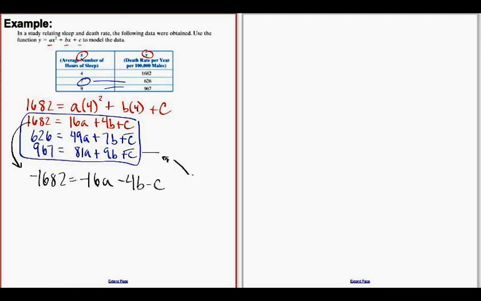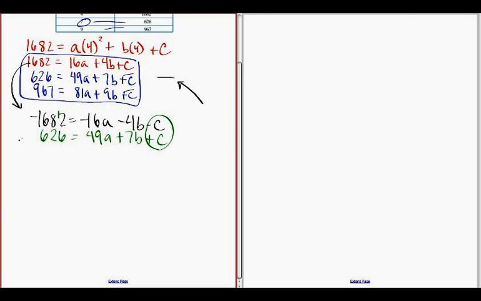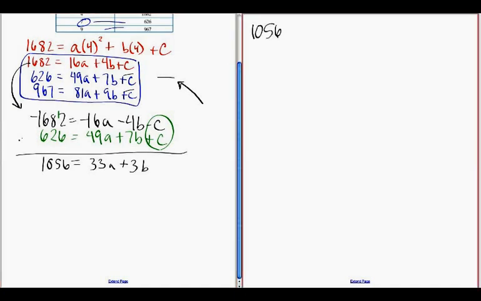So let's add it to the second equation, 626, 49a, 7b, and c. Adding these two together, the c's will go away, which is the whole goal. Of course, combining these, the c's become a 0, and I'm going to get 3b's, 33a's, and on the left-hand side, 1,056. So that's one of my equations that I'm going to use to eliminate a second variable. I'm going to copy that over here for now and have it ready.